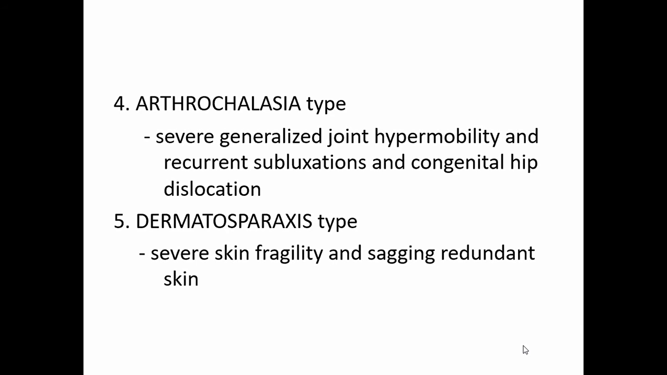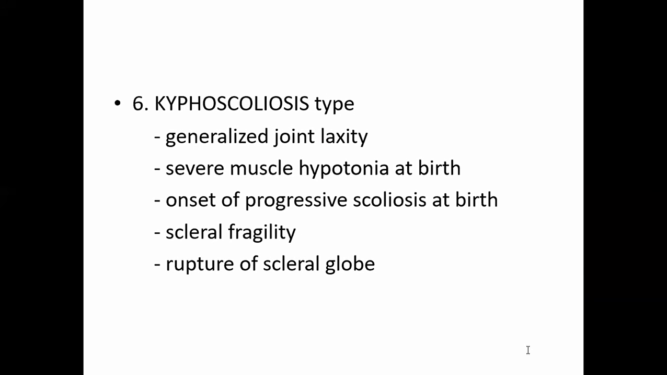The dermatosparaxis type, severe skin fragility and sagging redundant skin. We see many of those on Facebook. The kyphoscoliosis type, with generalized joint laxity, severe muscle hypotonia at birth, progressive scoliosis from birth, scleral fragility, and rupture of the scleral globe.